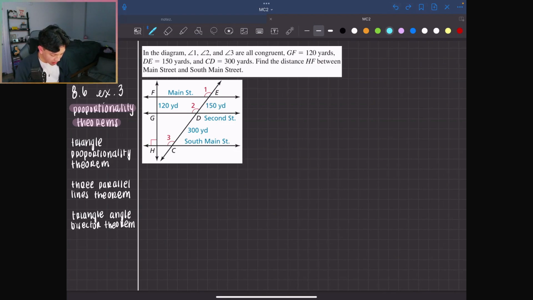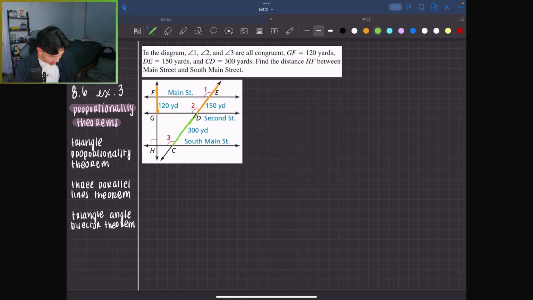So in the diagram, angle 1, angle 2, and angle 3 are all congruent. GF equals 120 yards. DE equals 150 yards, right over here. And CD equals 300 yards. Find the distance HF between Main Street and South Main Street. So from H to F. So we're trying to find out this entire length over here.